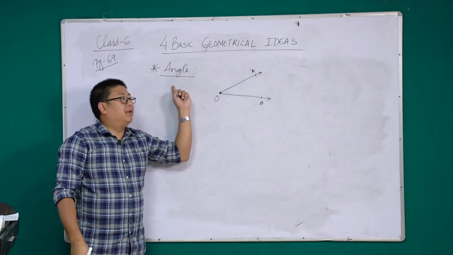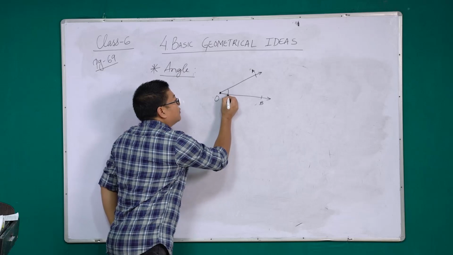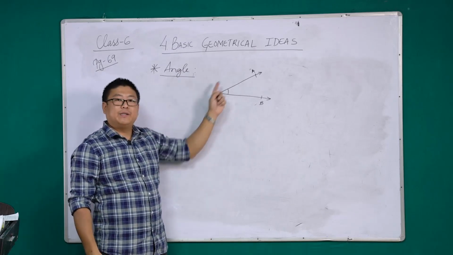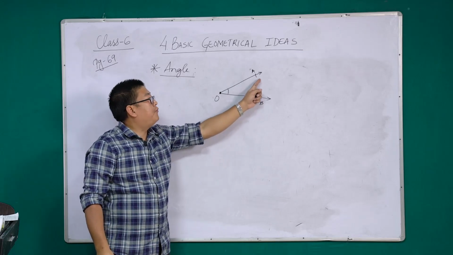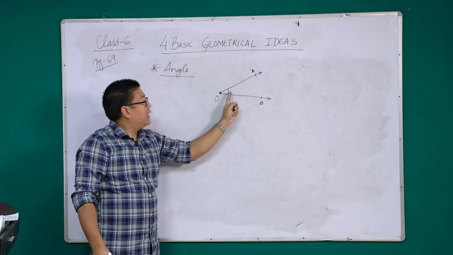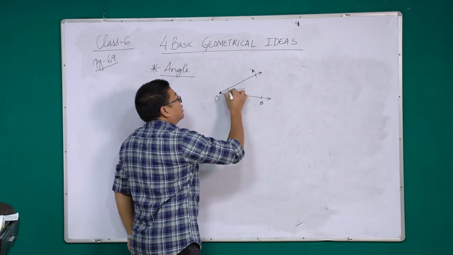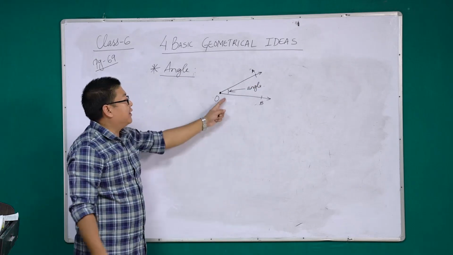Now, an angle is formed when a corner is formed here between two rays. So the corner formed between ray OA and OB is called an angle. So this part is called your angle. I hope this is clear.